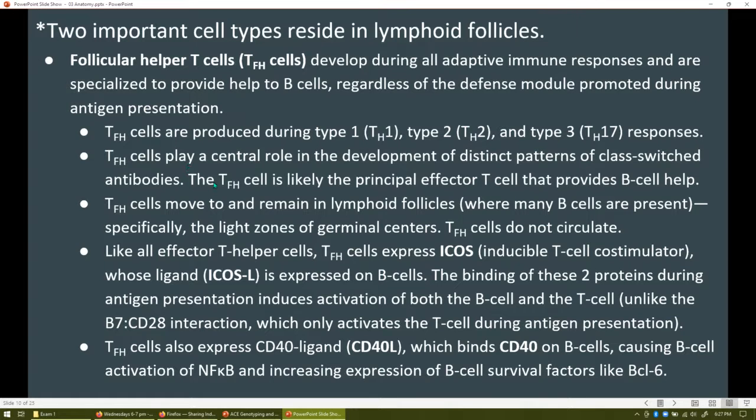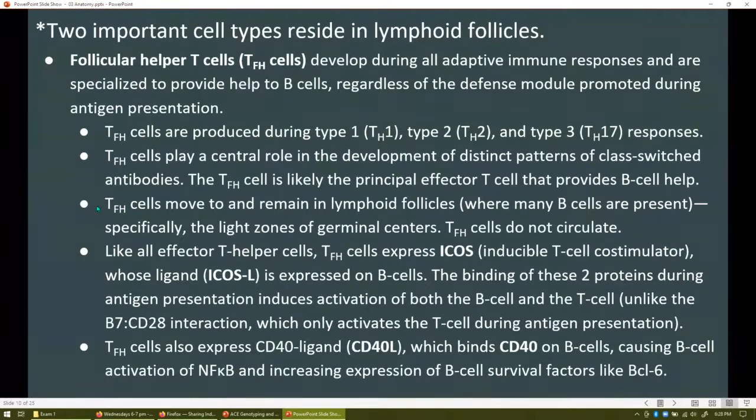It is likely that the TFH cell is the principal effector T cell that provides B cell help. So the TH1 cells, the TH2 cells, the TH17 cells, they probably actually don't help that many B cells make antibody. Mostly, the heavy lifting is being done by these TFH cells that are actually located in the lymph nodes where the B cell germinal center reaction is happening.